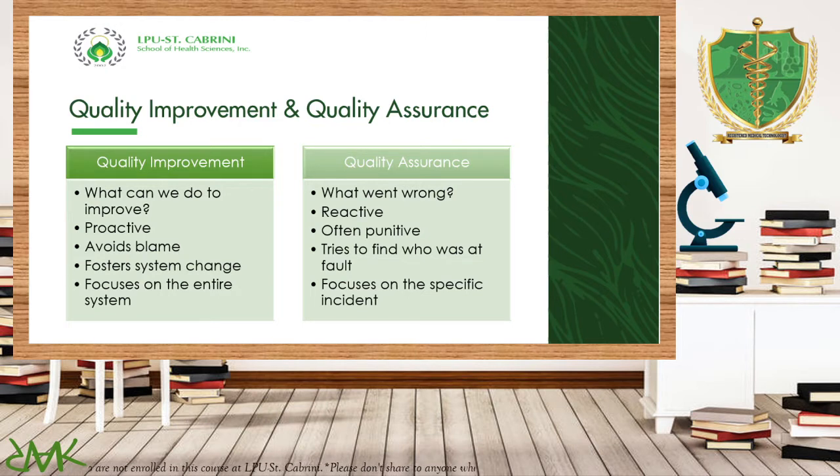Okay? Now, the other way around for quality assurance. For quality assurance, now we are specified on the incident that has been done. The accident, or the incident that happened. What went wrong? That's why quality assurance is reactive and often punitive, because it is limited only to the specific incident that might be the reason, or that is the reason, why that problem or that error happened.